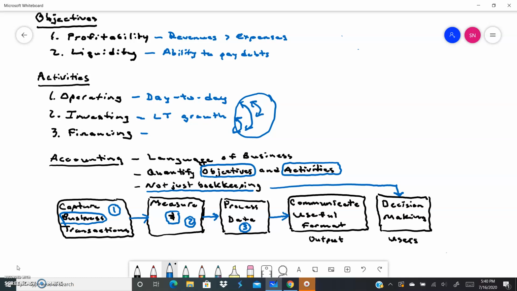And then this is where it starts to become important. So what we're going to do is ultimately we're going to provide and communicate financial information, accounting information in a useful format. So it doesn't make sense just to generate a lot of numbers. The key is to put it in a useful format. And for purposes of this course, financial accounting, the output that we're talking about here are called the financial statements.